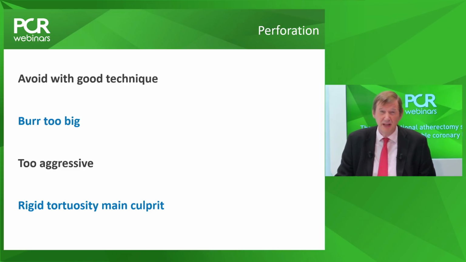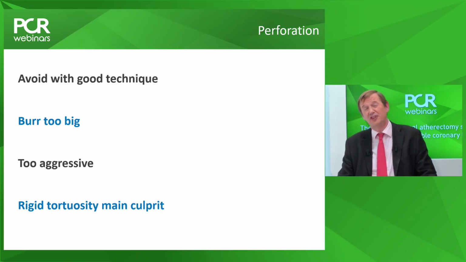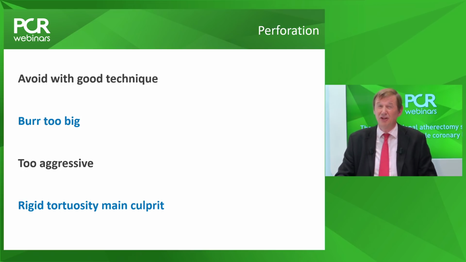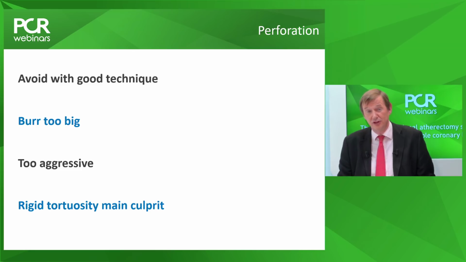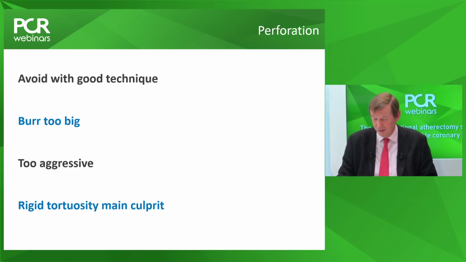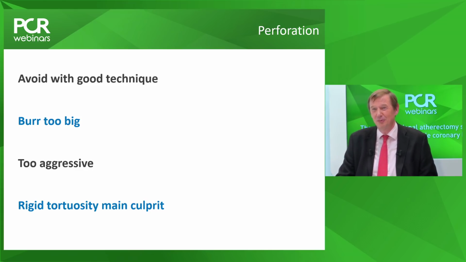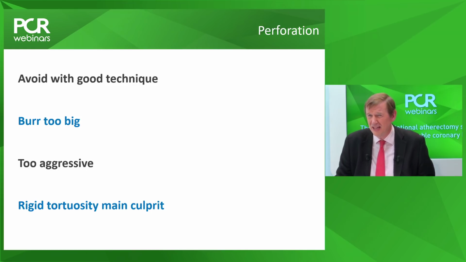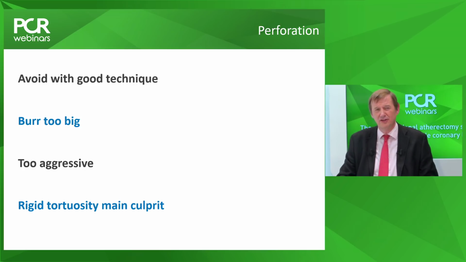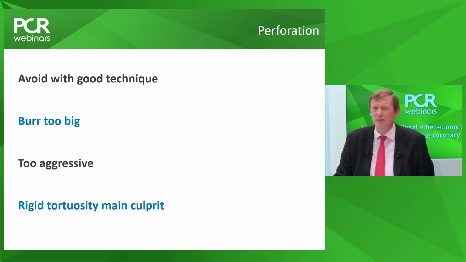Generally, the burr's too big, it's too tortuous, the techniques are too aggressive, and in my experience, in the cases I've seen, it's rigid tortuosity that is usually the culprit. And obviously treating it is the same for any perforation. There's nothing particular about rotational atherectomy perforation that requires anything other than stopping the flow and putting a stent in that will get on top of it. But certainly, all of us have had very occasional experience of it, and it's something you need to be aware of in your lab as possibly having a slightly increased risk.